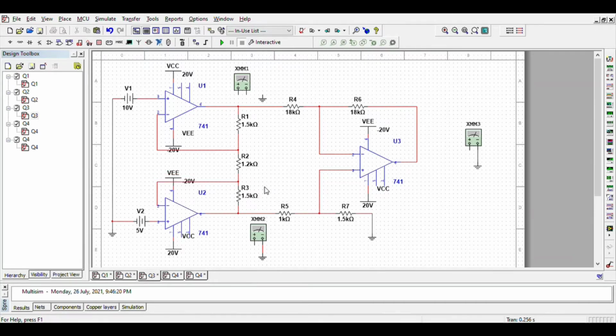Okay, then to know the value for each of the V nodes, multimeter 1 will be connected to V node 1. Positive will be connected to V node 1, and then the negative will be connected to ground. Then for V node 2, multimeter 2 will be connected to V node 2, while the negative will be connected to ground. Same as before, V node 3, multimeter 3 will be connected to V node 3, and then the negative part will be connected to ground. Okay, then after that we can run.